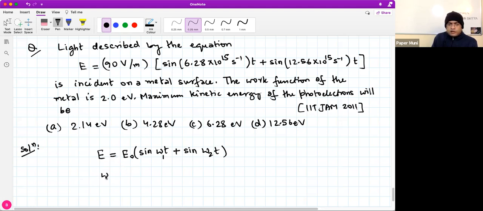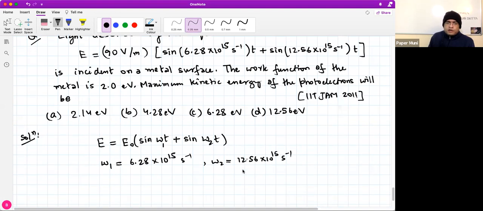So omega one is equal to 6.28 into 10 to the power 15 per second, and omega two is equal to 12.56 into 10 to the power 15 per second. So we have two frequencies here. Now work function is also given to you. Work function is 2.0 eV.